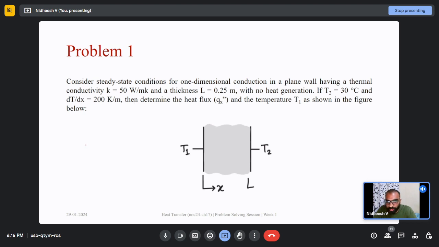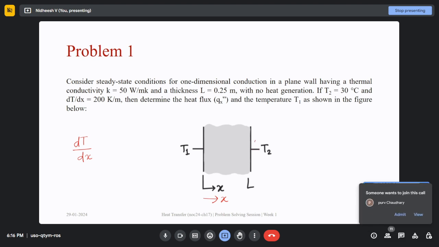Then let me start from the beginning. dT by dx is the rate of change of temperature in the x direction. How temperature varies in the x direction. This is the x direction that is shown here. You can see the x direction, right? The shaded area is the plane slab that is given to us, and T1 is the temperature of this plane wall at the left surface, where x is equal to 0, right? And T2 is the temperature of this wall at the right surface, that is at x is equal to L.